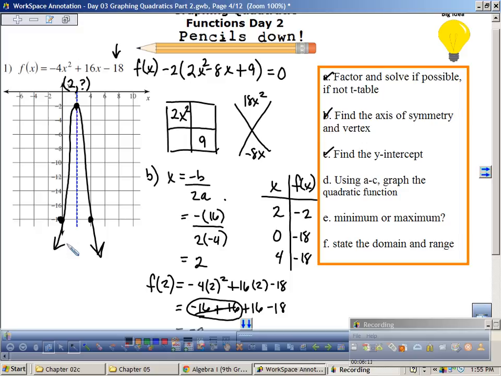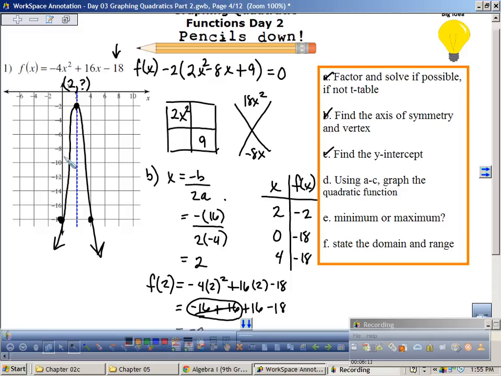Let's talk about behavior. It's pointing down. What does the 4 tell me in the behavior graph? It's skinny, right? It's very steep. Does that look steep to you? Does it look like we've done this correctly?